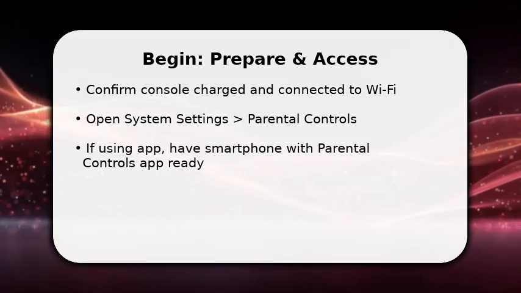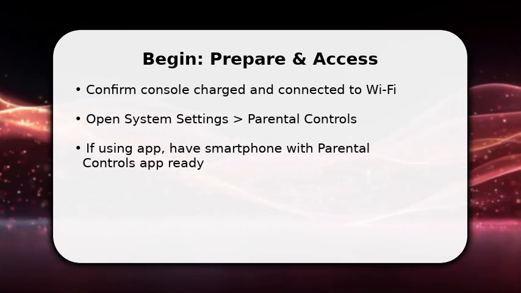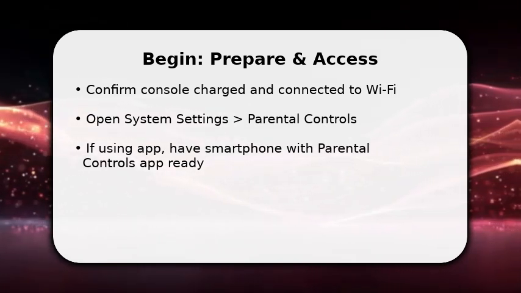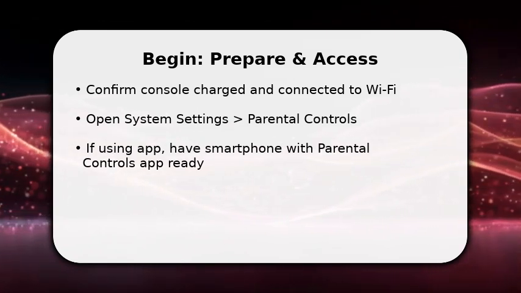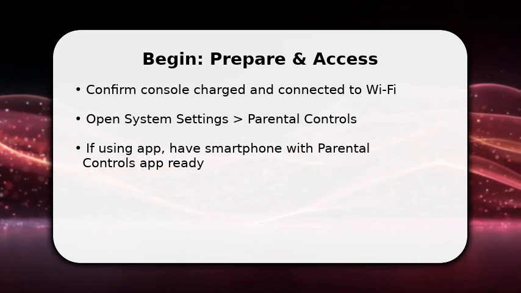You start by powering on the Switch Lite, connecting to Wi-Fi, and opening system settings immediately. Once in, go to Parental Controls so you can act now. If you use the Parental Controls smartphone app, open it and sign in.